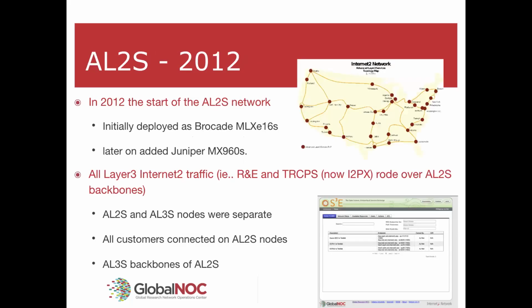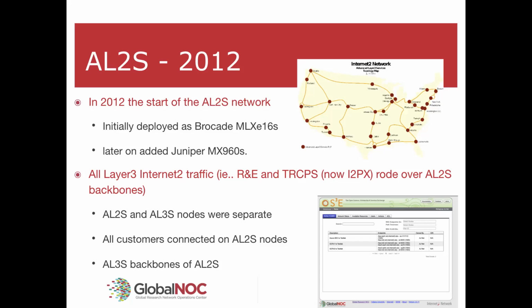That leads us to AL2S in 2012, which was when we really started the AL2S network. Initially deployed as Brocade MLXE 16s. It was, again, OpenFlow controlled. Later on, we added Juniper MX960s, still OpenFlow 1.0.